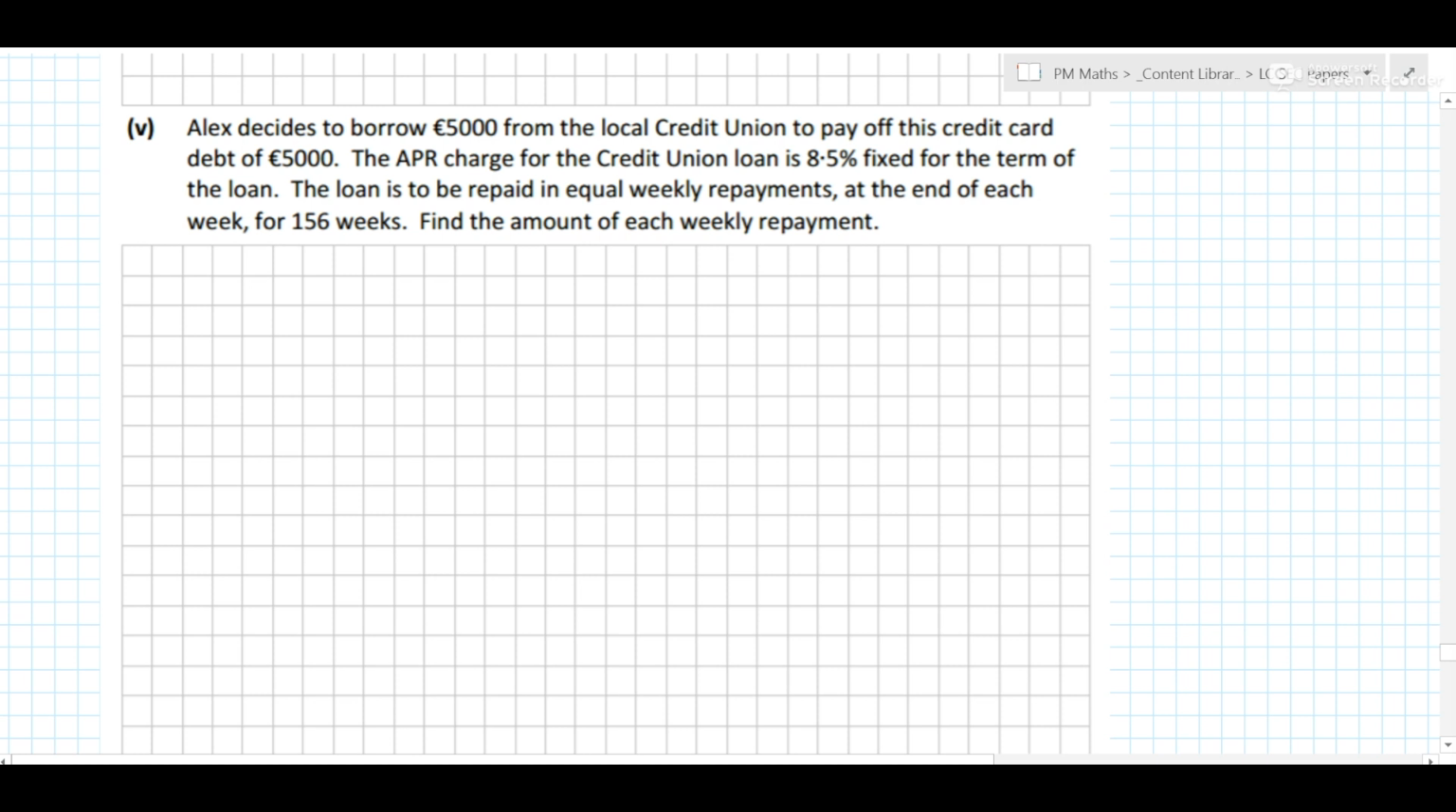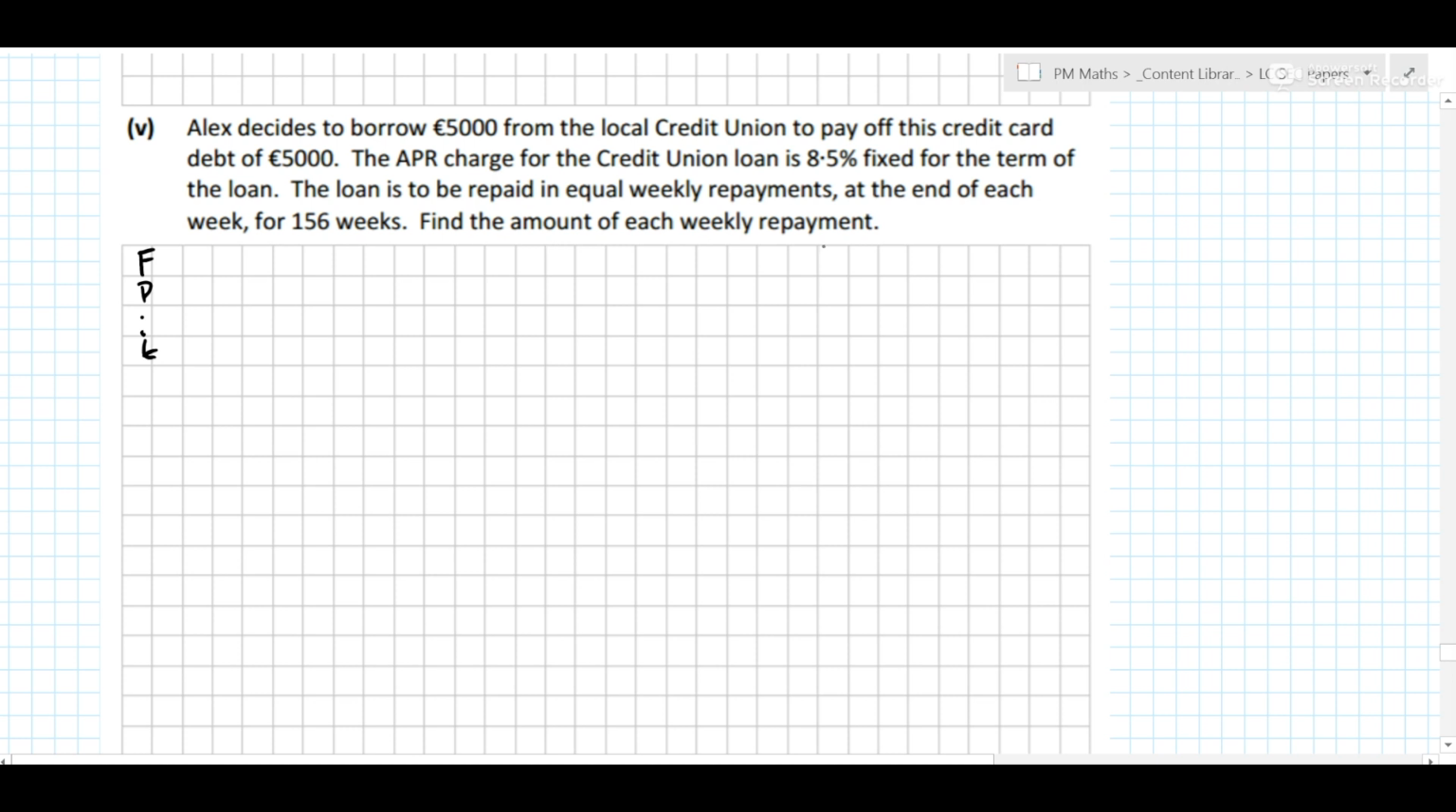Okay, so the next question, Alex decides to borrow €5,000 from his local credit union to pay off this current credit card debt of €5,000. Alex is mad for debt. The APR charge from the credit union loan is 8.5%, so that's annual, APR annual. 8.5% fixed for the term of the loan. The loan was to be repaid in equal weekly repayments, so it's annual to weekly. Okay, so FPIT, and we want to find out the amount of each weekly repayment.